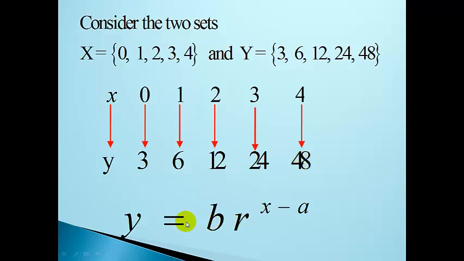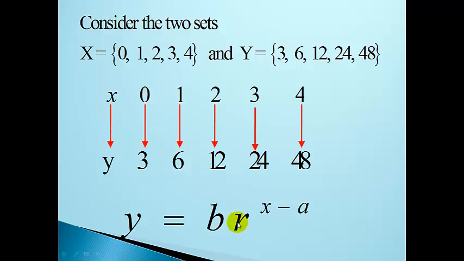Now the rule for exponential mapping is given by y equals b r exponent x minus a, where b is the first term of the image. In this case, b will be equal to 3. a is the first term of the set X, and in this case, a will be equal to 0.